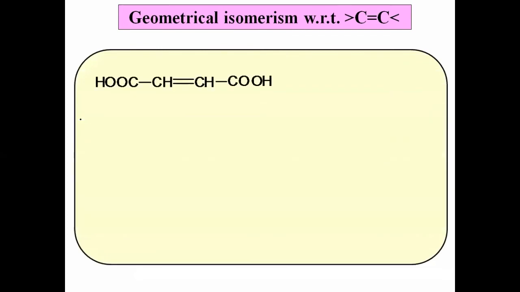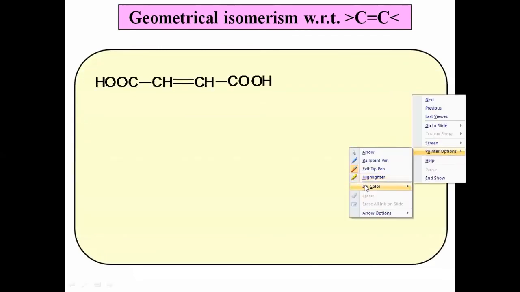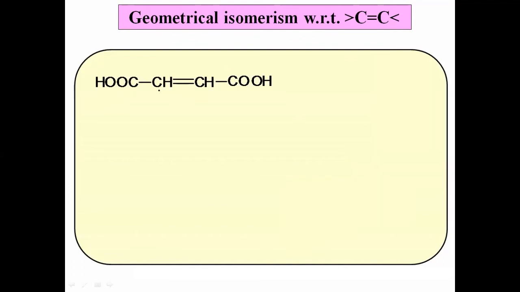Carbon double bond carbon. In that compound having a double bond, how many carbons are there? 1, 2, 3 and 4, means the parent alkane is butane. Okay, now there is one double bond, therefore I have written butene. But at the end there are two COOH groups, therefore it is called butene dioic acid. The name of the compound is butene dioic acid.